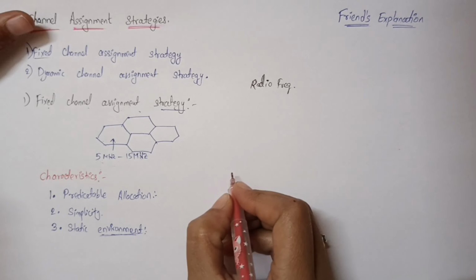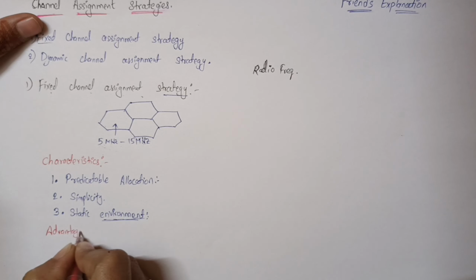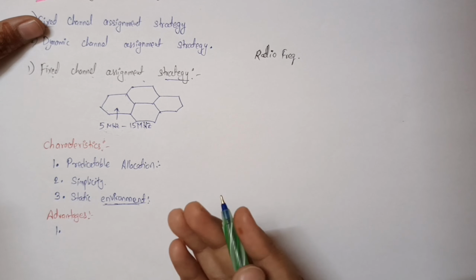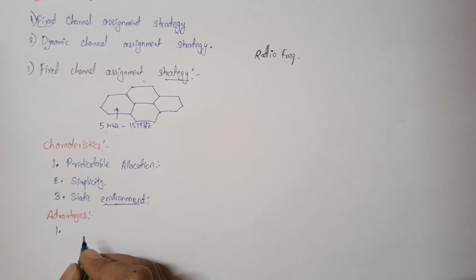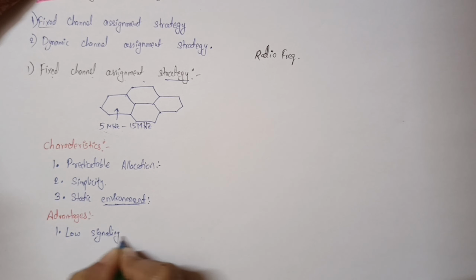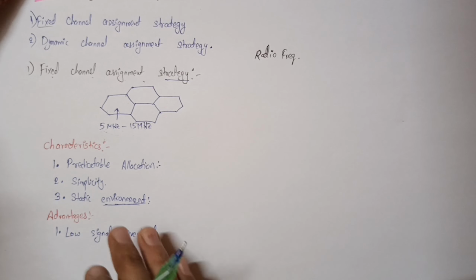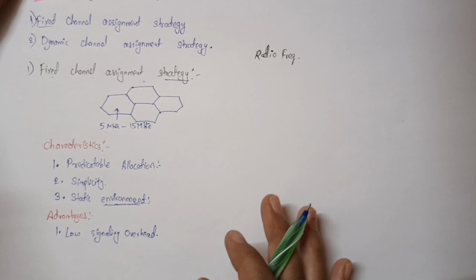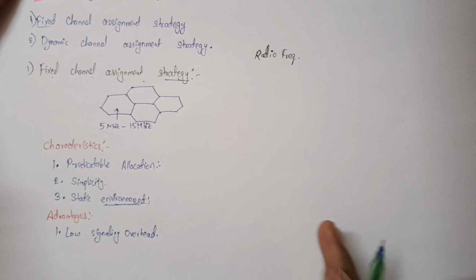Now let's see what the advantages of this fixed channel assignment strategy are. As I said, there is no need to change the channel assignment frequently. So the first advantage is low signaling overhead. That means these have low signaling overhead because the channel remains constant. There is no need to perform frequent channel assignment, and we can reduce the network management complexity, right?